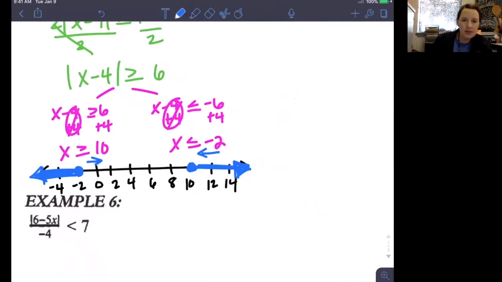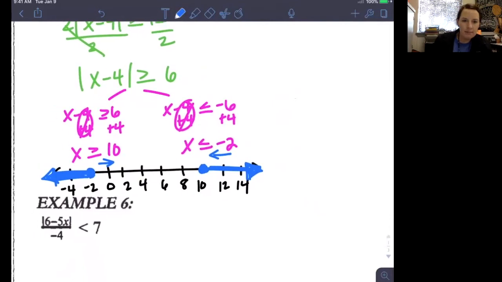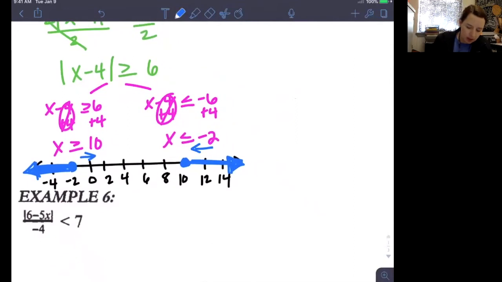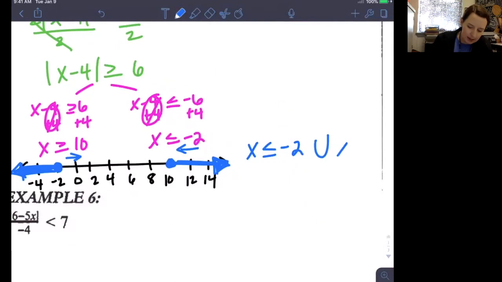If we wanted to write it as an inequality answer statement, you can write it as x is less than or equal to negative 2 union. So remember this from our domain and range on our rational function. And then we would say x is greater than or equal to 10. So remember, this symbol means or.